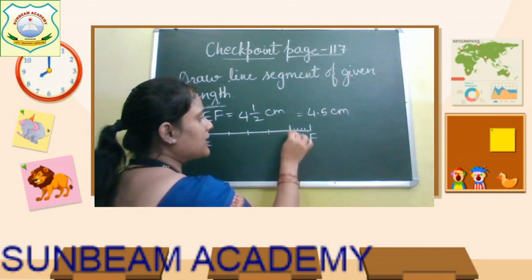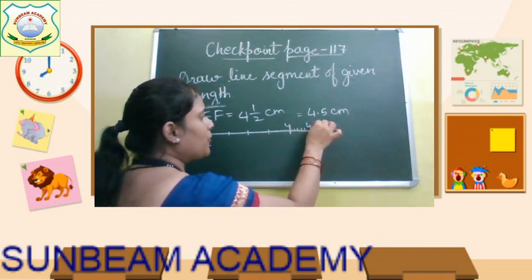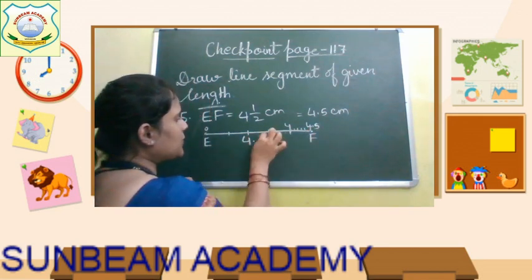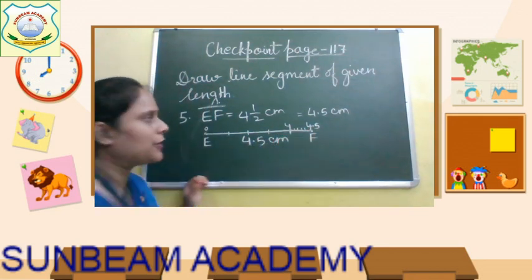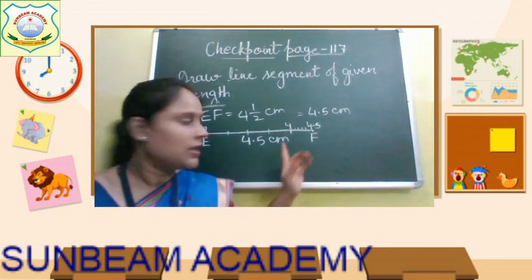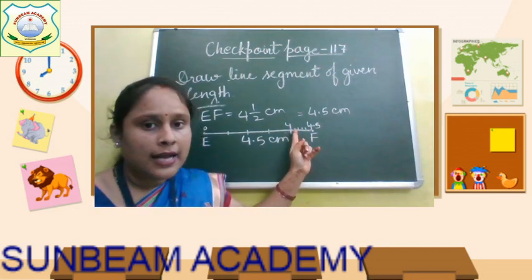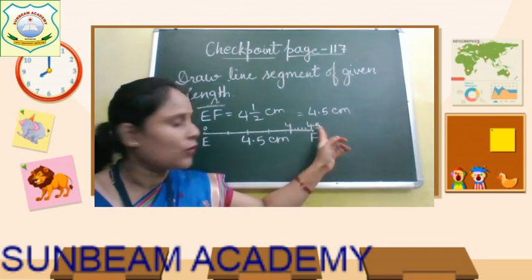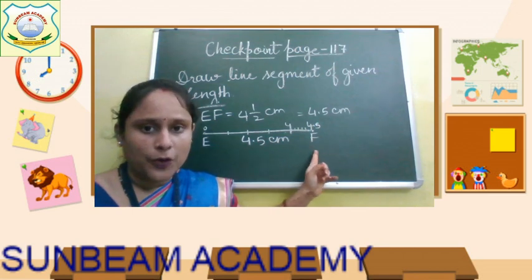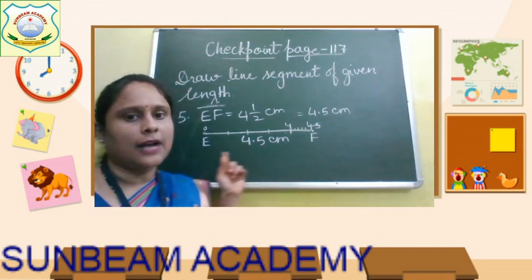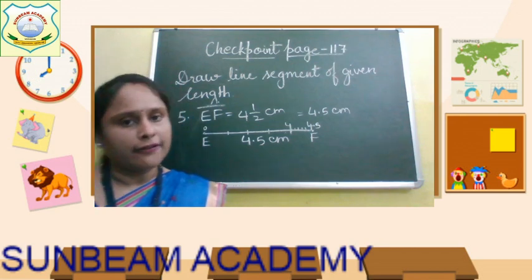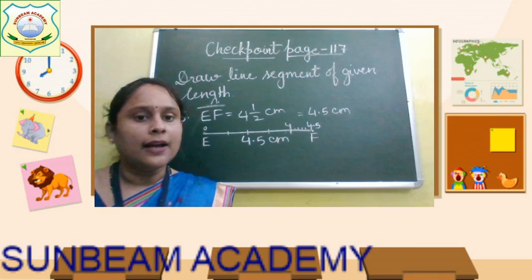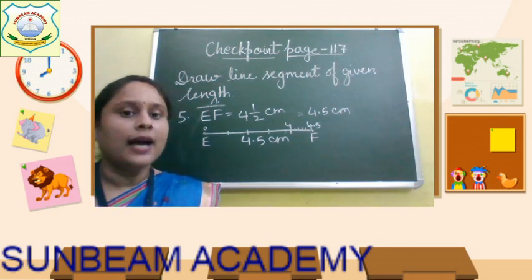Now this is 4 centimeter and this is 4.5 centimeter. Okay, this is 4.5 centimeter. So this is how you will draw a line segment of 4.5 centimeter. This is 4. Now count the smaller lines: 1, 2, 3, 4 and 5. This is 4.5. So there you will put a point and write F. Now this line segment is 4.5 centimeter. Okay, so make use of a scale for drawing the lines. This is how you will draw the line segment.